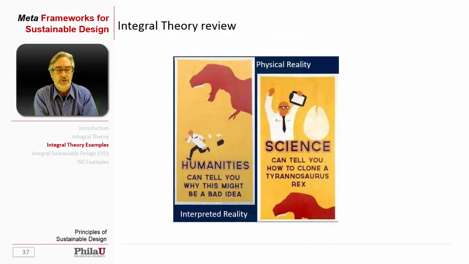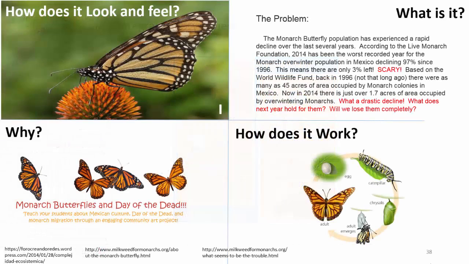Now, what's nice about integral theory is it really gives us a way to think about a fuller sense of reality in an organized way. It gives us a mental map. So over on the right, you see the physical reality is we might be able to actually clone dinosaurs. That's actually pretty cool. The left side helps us deal with the ethical values, or whether these are good ideas or not, really the why view. So humanities can tell us why this might be a good idea or not be a good idea. I thought that was pretty funny.